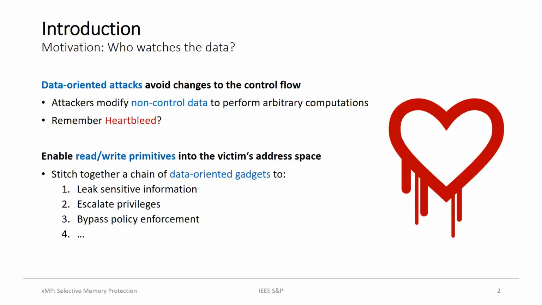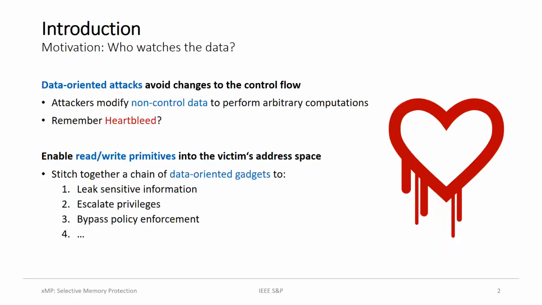Data-oriented attacks have become a serious threat. They completely avoid changes to the control flow. Instead, they modify non-control data to perform arbitrary computation. This makes them highly difficult to detect. For instance, back in 2014, the Heartbleed bug of the OpenSSL library has shown us the true potential of such attacks. This attack has disclosed an immense amount of sensitive information without leaving any traces behind. Because of this, data-oriented attacks have to be taken seriously.